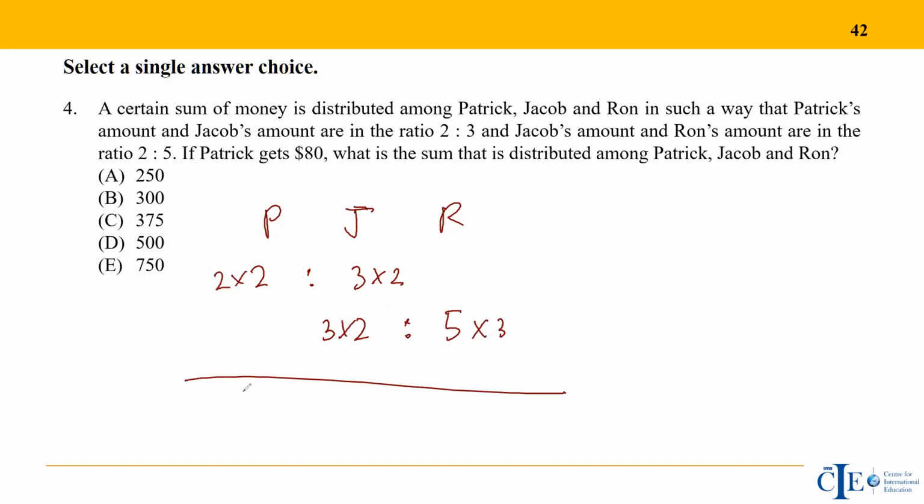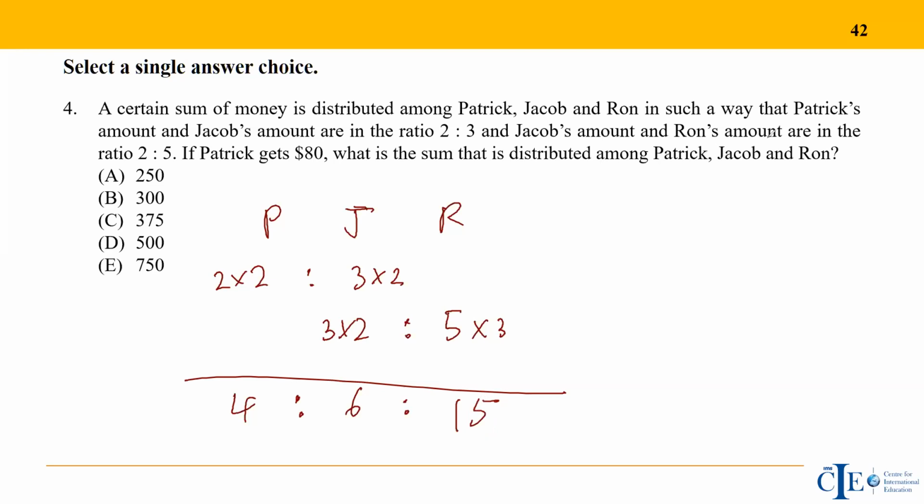So the combined ratio would be 4 is to 6 for both of it, and then 10, right? So 3 we multiply by 2, and here 2 we multiply by 3, so that's, sorry, 15. So 4 is to 6 is to 15. That's what we'll get as the combined ratio.